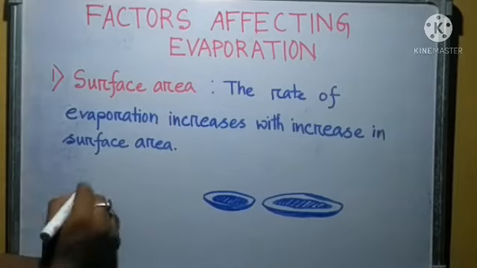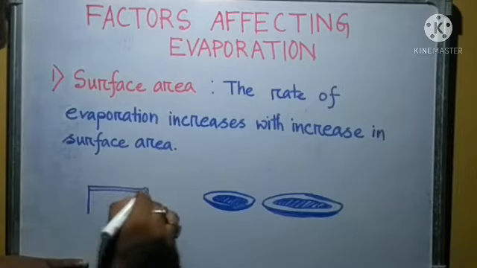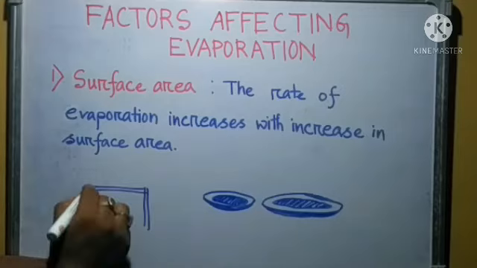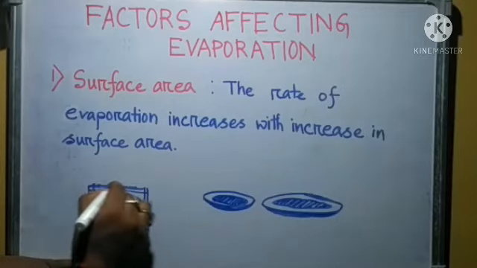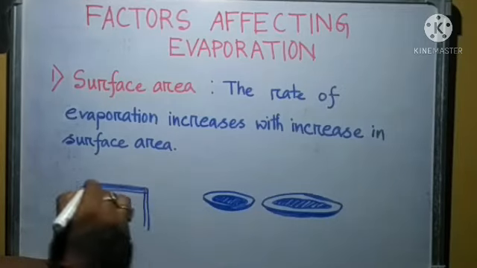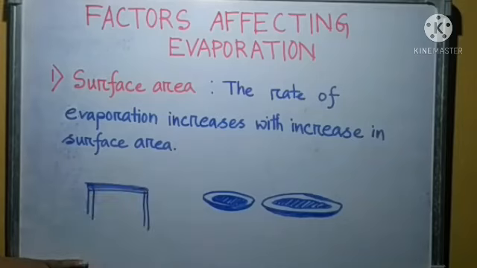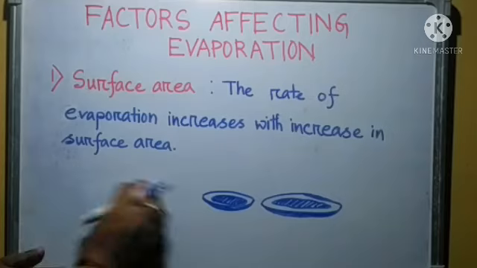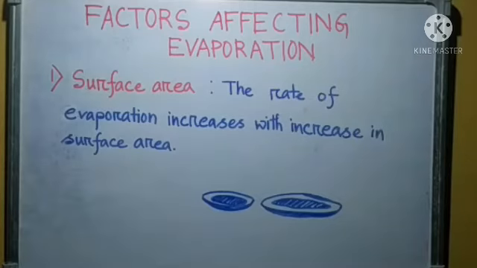Suppose this is a table, and we ask what is the surface of this table? This particular thing is known as the surface. So the topmost layer of anything is known as the surface. Clear? So the area of the surface is known as surface area. How will it affect the rate of evaporation?